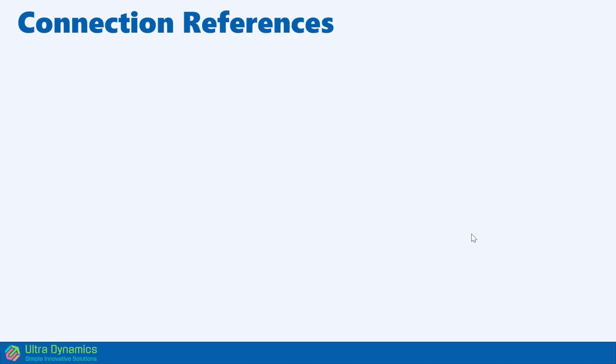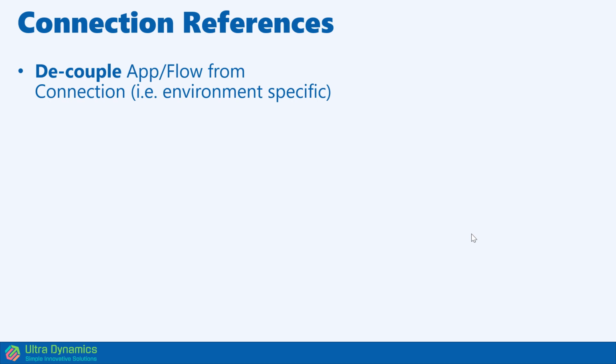Let's talk about connection references now. The idea behind connection references is to decouple the app or the flow from the connection itself. So the connection is environment specific, but the connection reference isn't environment specific. Not so long ago, you used to have flows that are directly bound into a connection. So when we used to import the flow into, for example, the UAT environment, we then had to make a change to the flow to repoint the connection to the right connection for that environment, and that resulted in an unmanaged layer.